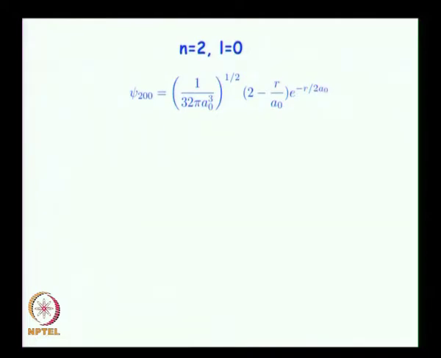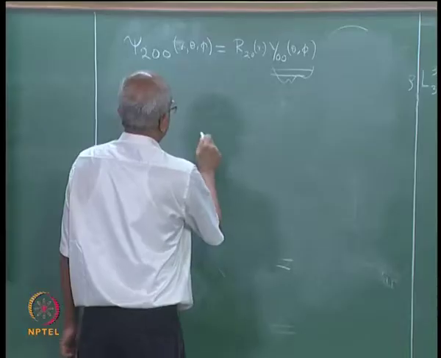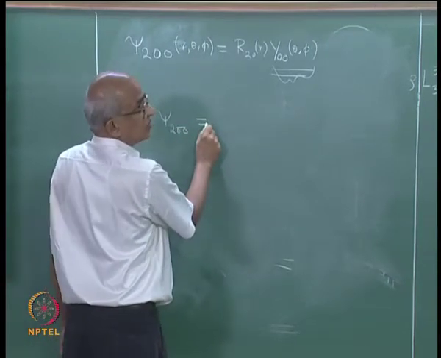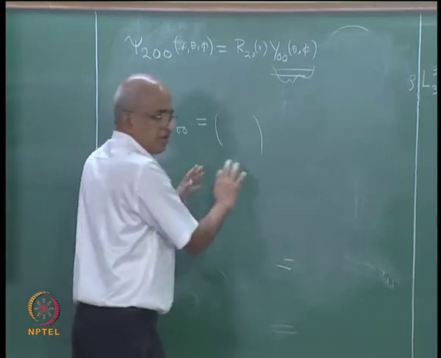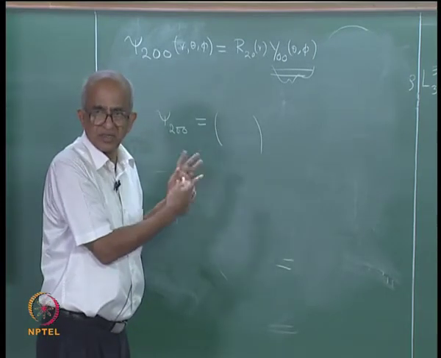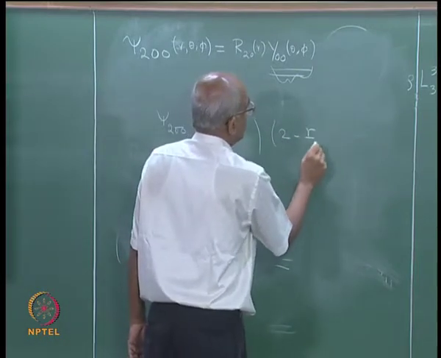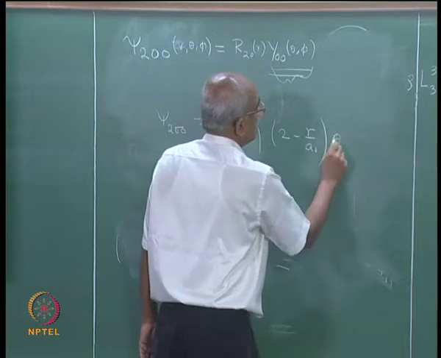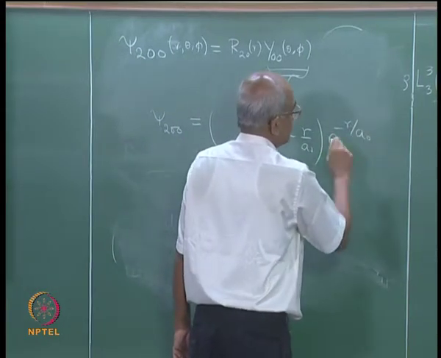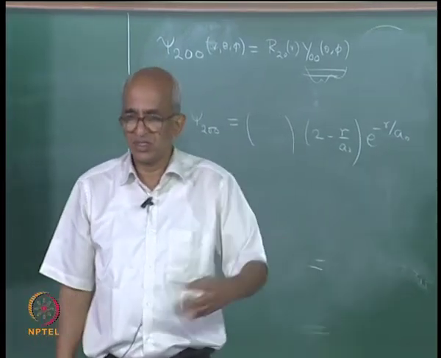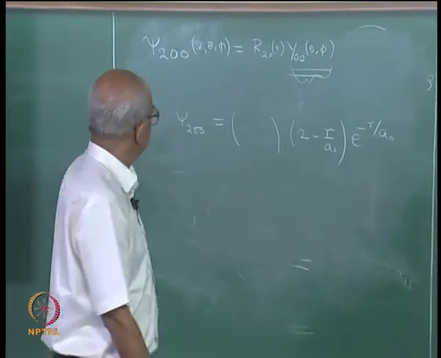Okay. So, how will the plot of this function look? Psi 200 is equal to a constant. Well, we are not terribly interested in the exact value of the constant, but what is more interesting is that (2 - r/a0) into e to the power of minus r by 2a0. This is the object that is of great interest, because this tells you how the wave function changes as you go away from the nucleus.